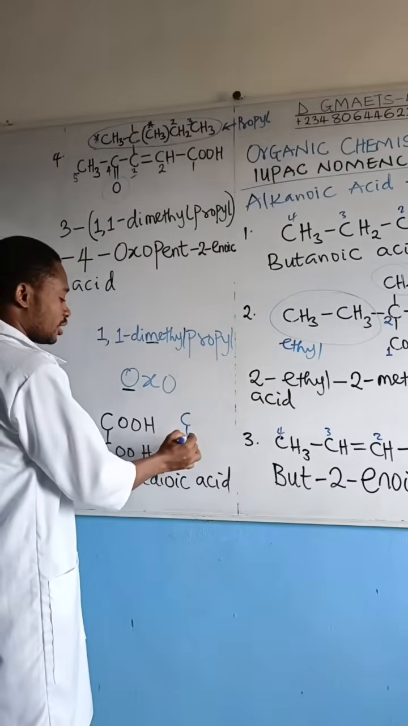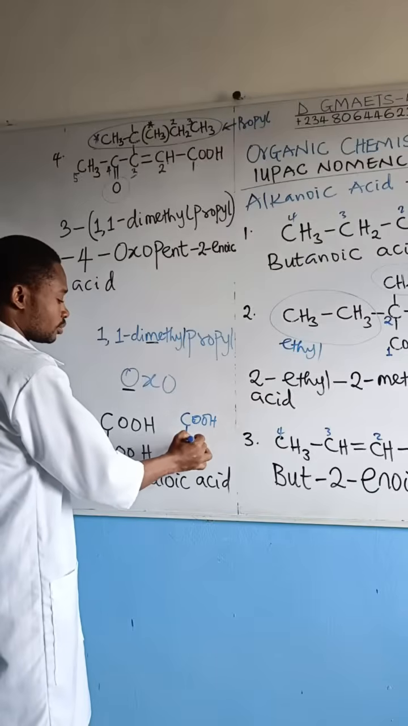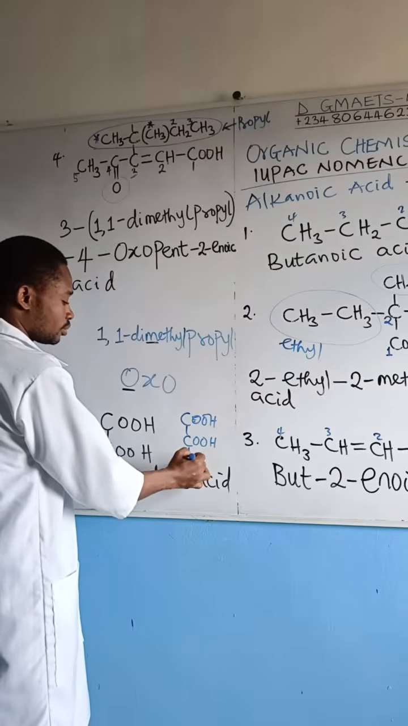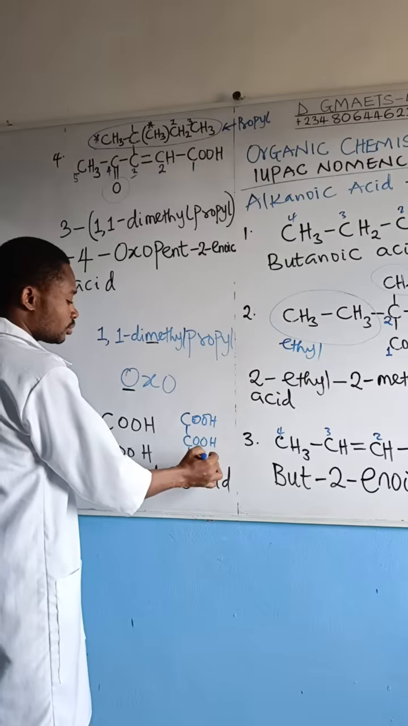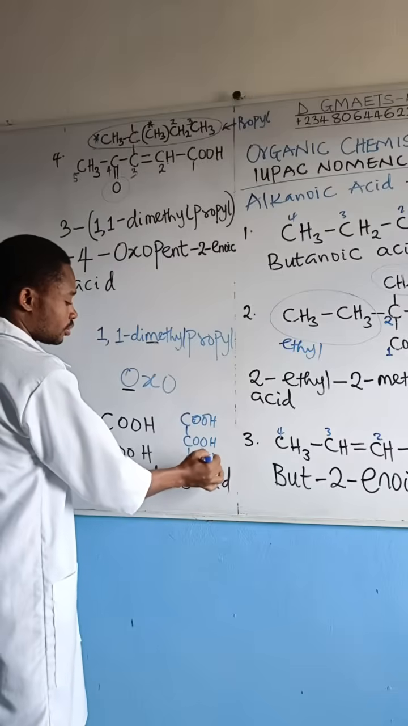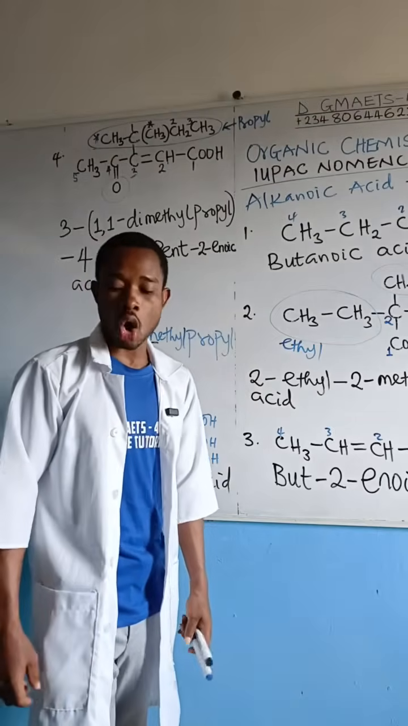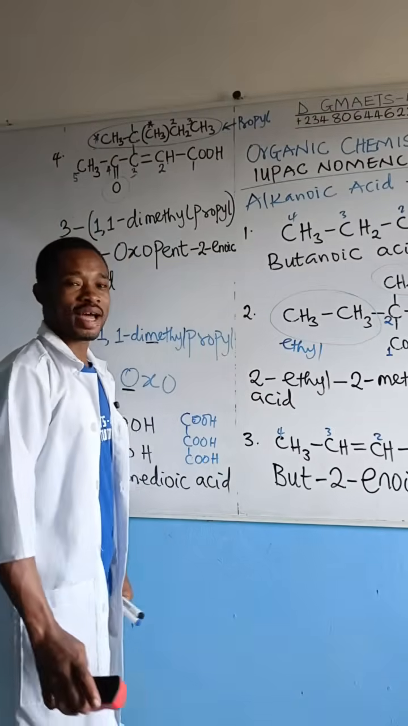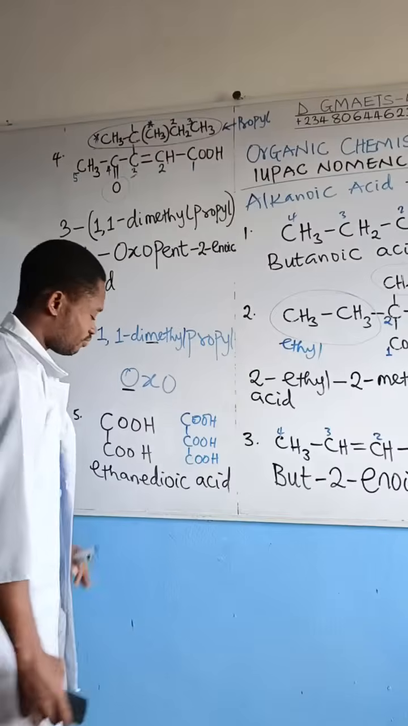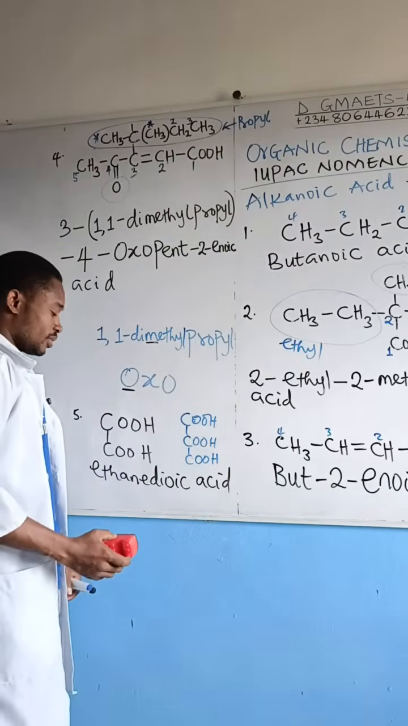If it is something like this, I'm going to wipe this one. If it is something like this, so it will be something like this. It will be propane trioic acid. I'm just trying to explain further what I did here. So take note of that.